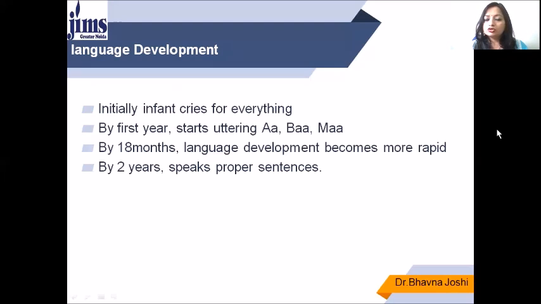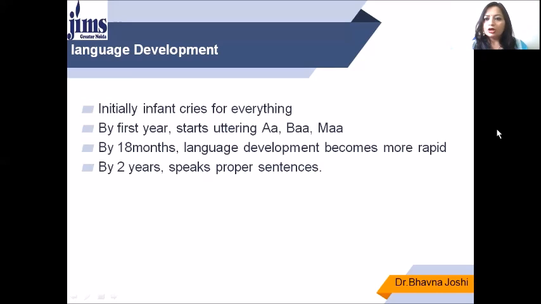And then by the age of 1.5 years, 18 months, language development takes place at a faster pace, and by 2 years the child is able to speak proper sentences. Now this is common for every child, but there may be some cases in which the child is not able to speak till 2 years.